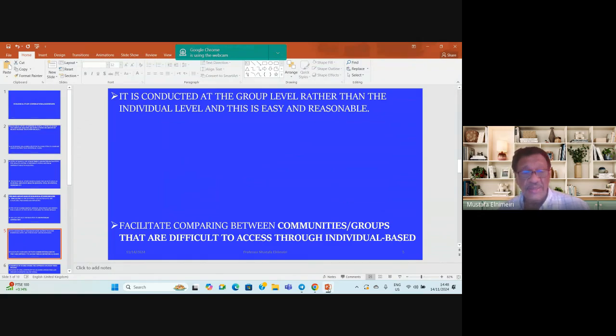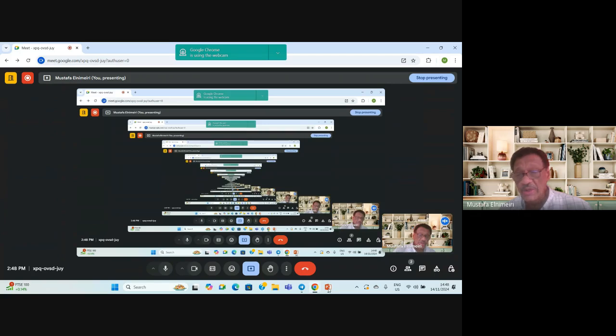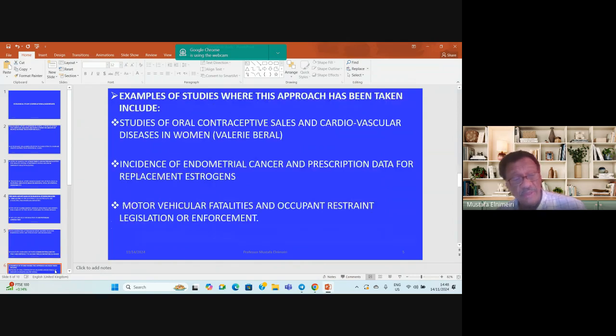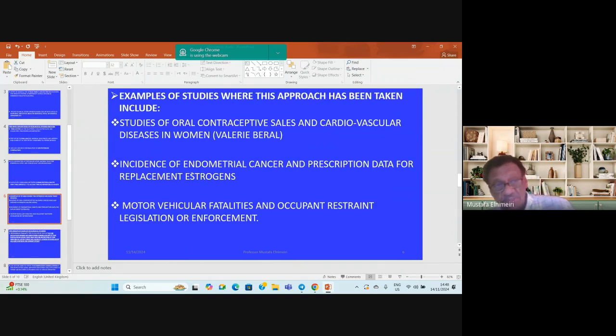Also, these study designs facilitate comparing between communities and groups that were inaccessible, whether socially, economically, or geographically. We cannot access them at the individual level, so we make use of such comparison at the group level.